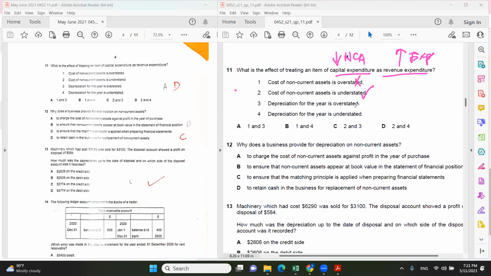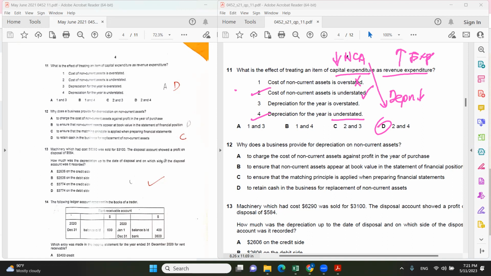Depreciation for the year is overstated? When we don't have the asset recorded, that means we didn't charge the depreciation. Depreciation will be understated as well. So depreciation for the year will be understated also. So the answer should be 2 and 4.